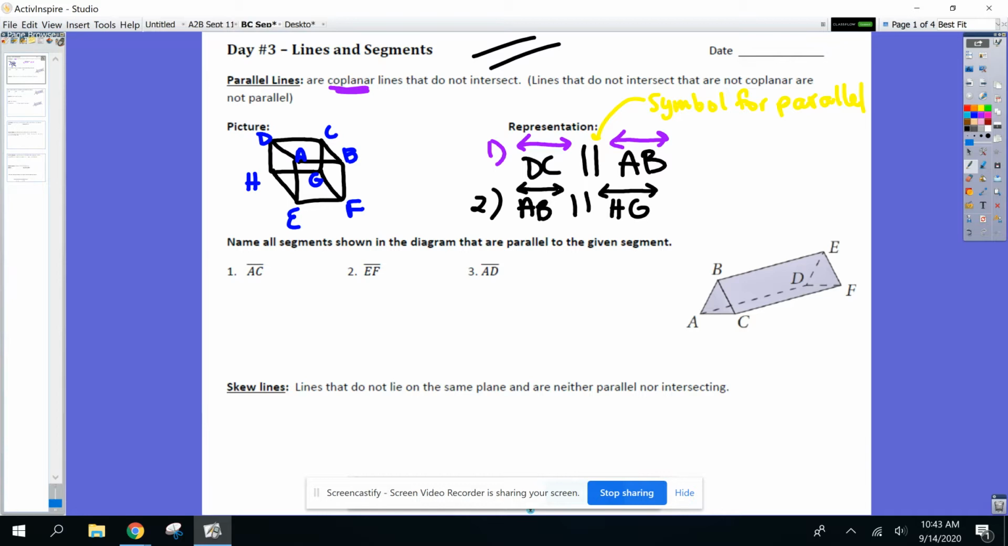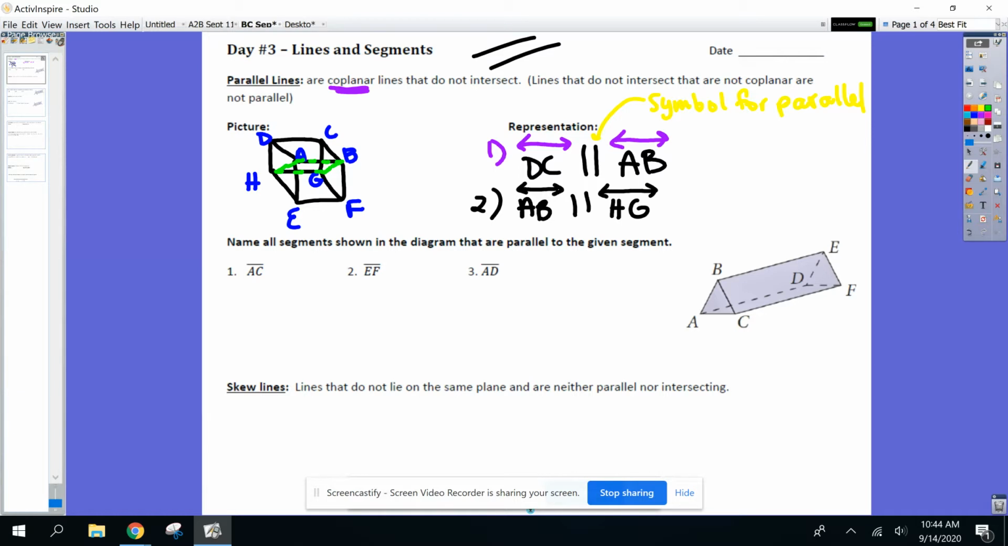Ready? Watch me draw this one in. And you guys don't have to. There's AB. There's HG. Can I form another plane? And do AB and HG intersect? Do they intersect at all? No, so they're still parallel.